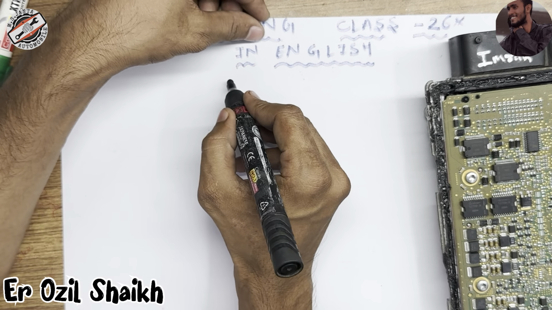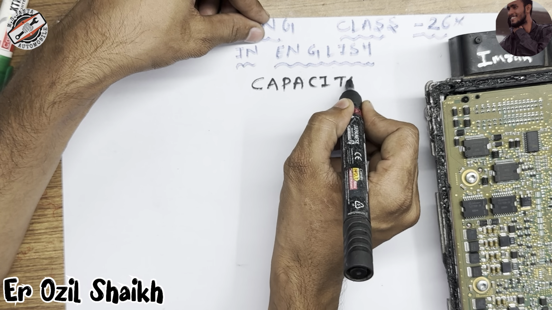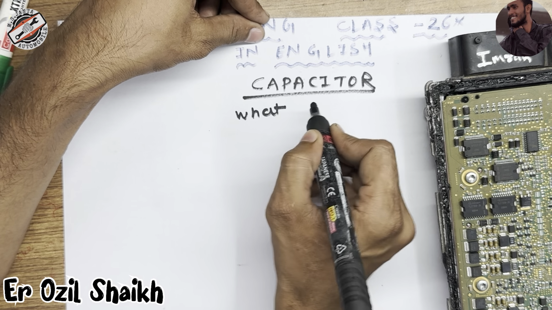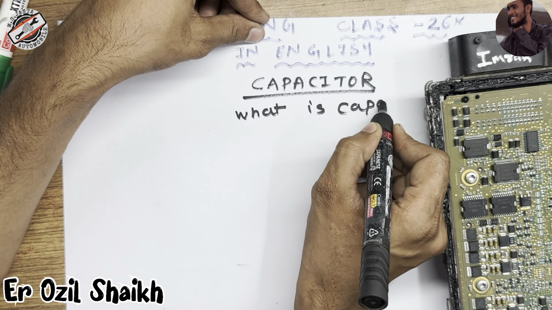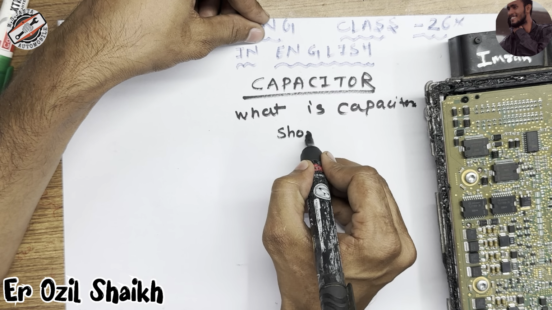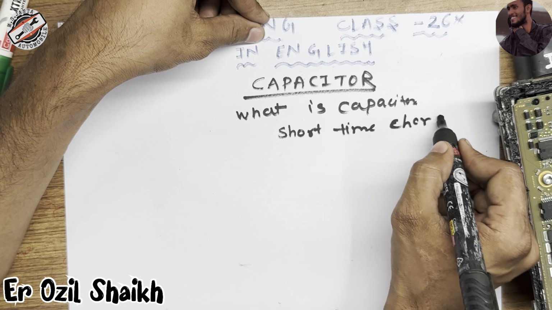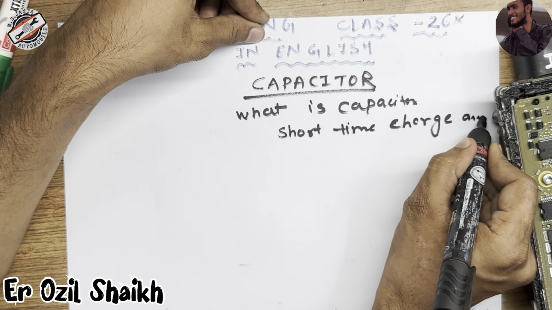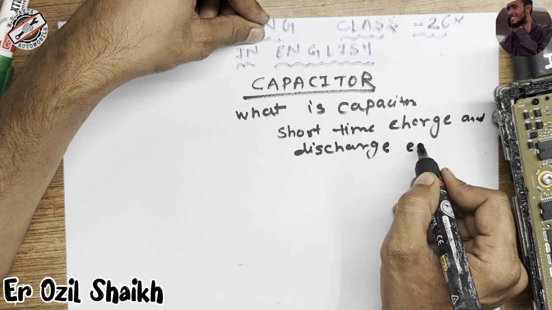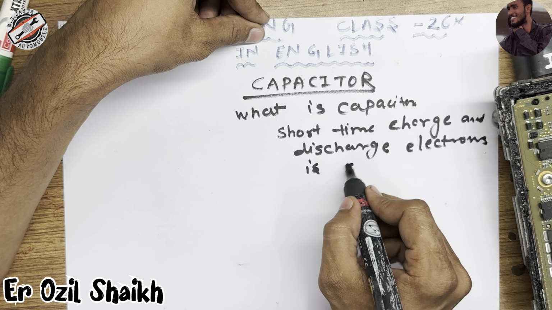First of all, what is a capacitor? A capacitor is nothing more than a short time charge and discharge of electrons. It's called a capacitor.